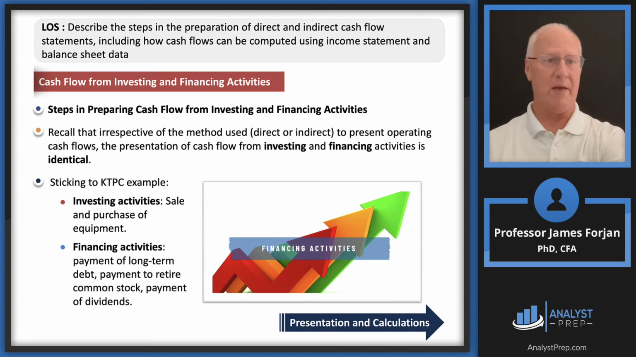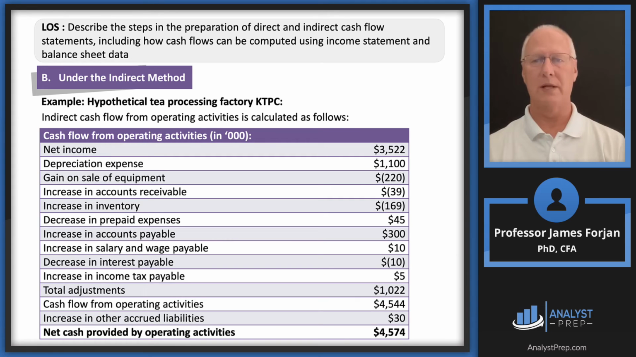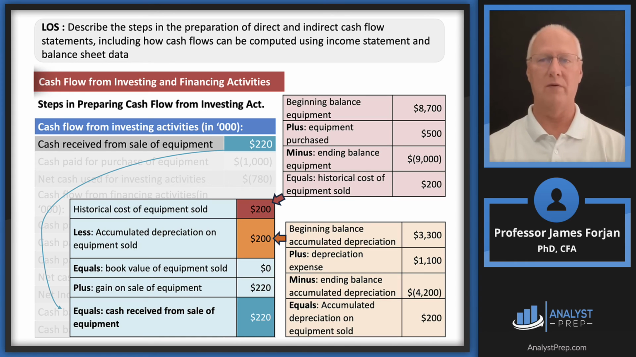All right, we're not done yet, but what we're going to do is take a look at how we do all this with the direct method. So where are we back here? We did the 3522, we did the 1100, so let's figure out this gain on sale of equipment. Let's start at the top right. How do we get that 220? Now that was given to us somewhere in one of those statements, but we start with the equipment balance and then we add the 500 of purchase equipment and then the ending balance. So that gets us 200. Swing that back over into the red. That gets us 200 of historical cost of equipment sold.